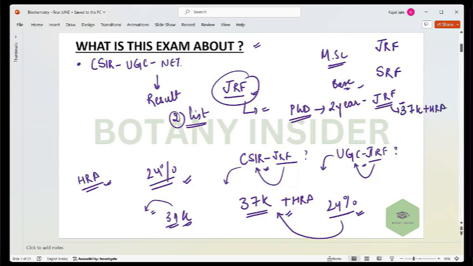plus your HRA. After 2 years, based upon the protocols that your university has, based upon what your guide decides, they'll be testing you, they'll be having an interview for you to get upgraded or promoted to SRF. So for the next 3 years of your PhD, you get SRF. That is, your amount gets increased. You get an increased amount of your fellowship. What is the amount that an SRF gets?